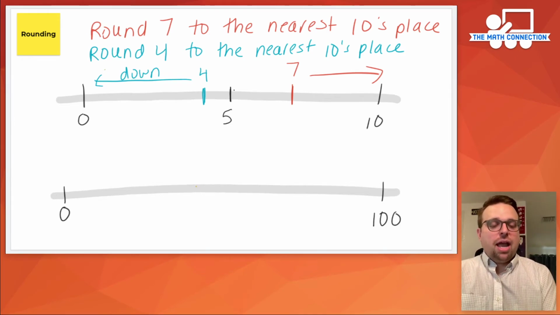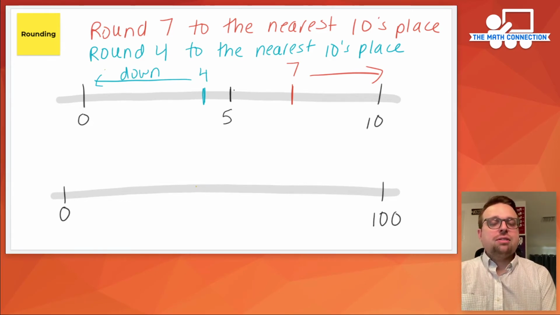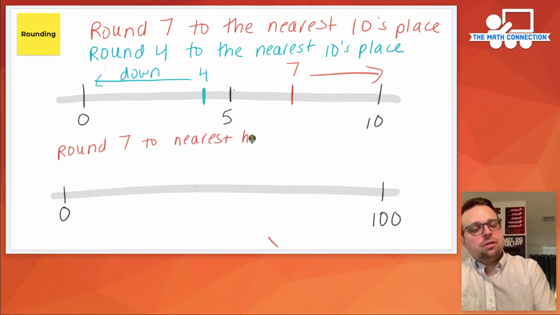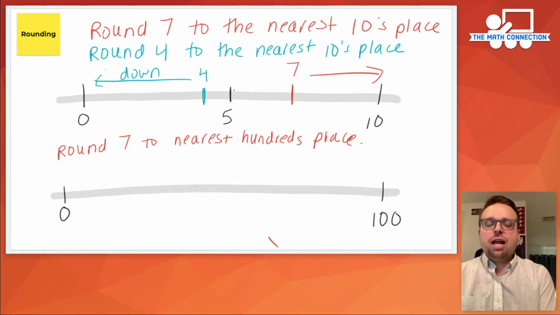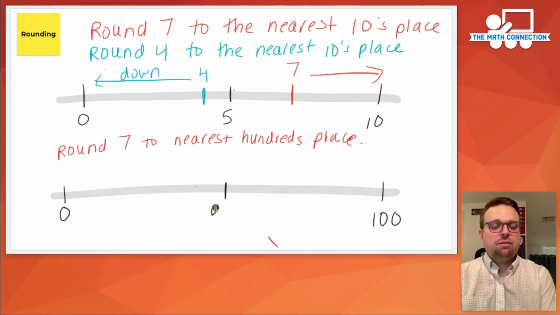So here we are, and let's say I gave you the same problem again, except I told you to round 7 to the nearest hundreds place. Or sometimes the problem might just say round 7 to the nearest hundreds. Well, the first thing I want to do is identify the halfway point. What's halfway between 0 and 100? Right here in the middle between 0 and 100 is going to be 50.